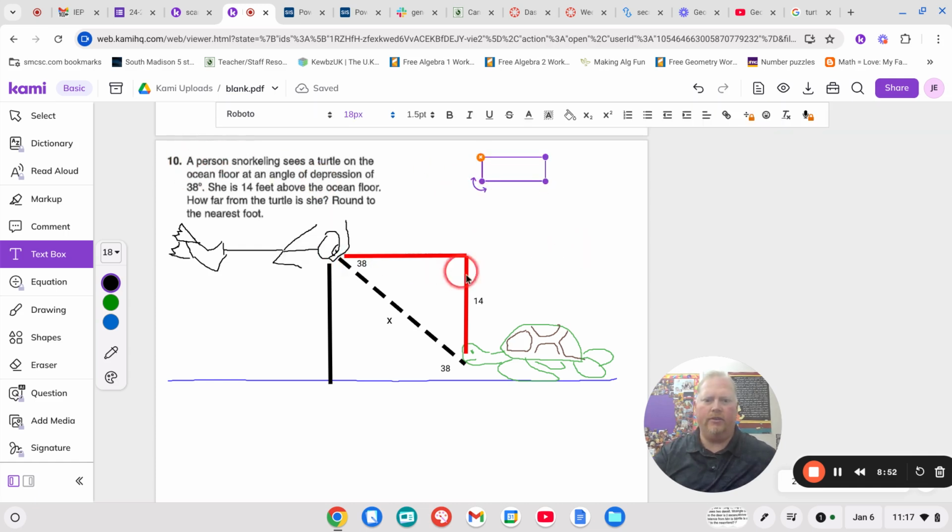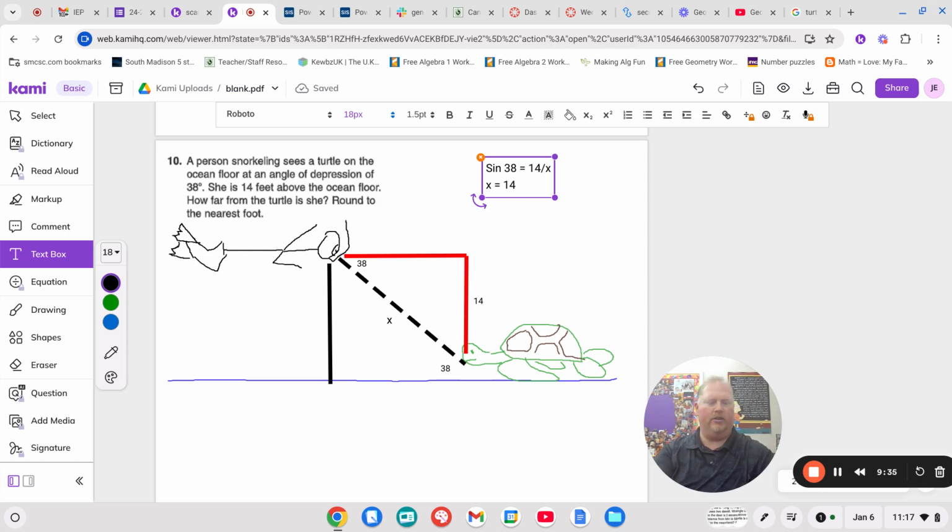So the 38 is the angle, 14 is the opposite, x is the hypotenuse. So opposite and hypotenuse, that's sine. So sine of the angle equals opposite over hypotenuse. So 14 over x. Now hang on a second here. I see that variable in the denominator. That's my clue to do the switcheroo. So I'm going to have the sine of 38 and the x change places.